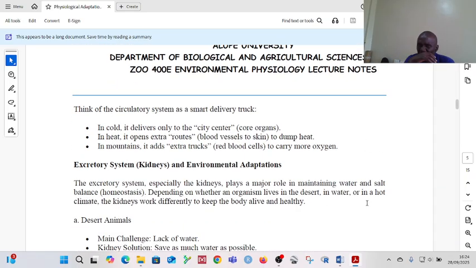So think of the circulatory system as a delivery truck of oxygen. But this delivery truck is very smart. So in cold environment, it delivers to only the core organs.